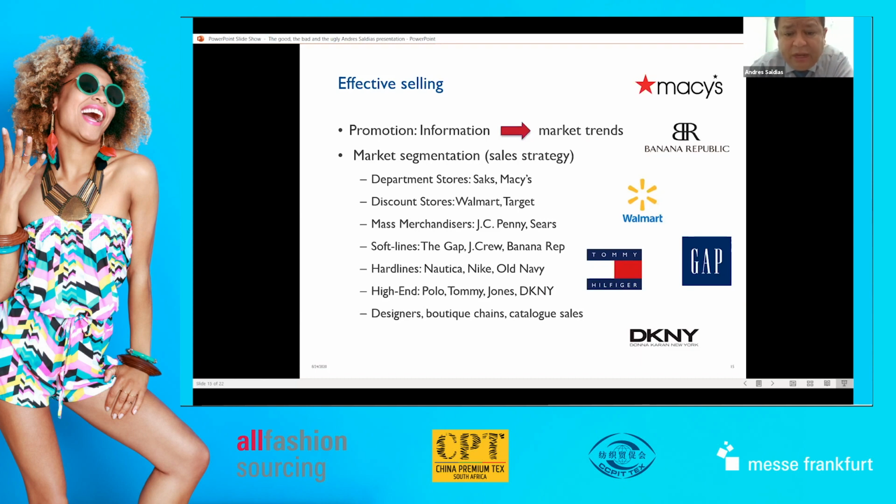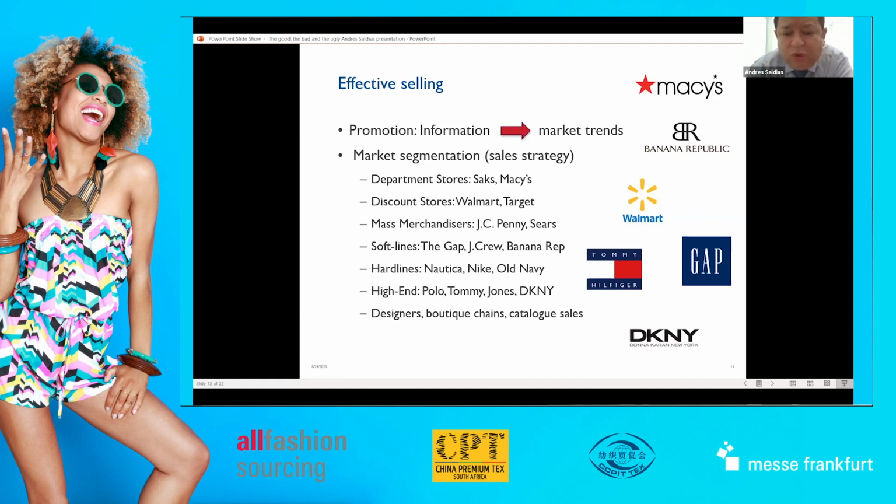Softline, the Gap, J.Crew, Banana Republic, well, J.Crew no longer in business. Banana Republic, they are intense in design and deliveries. Hardlines like Nautica, Nike, Old Navy, more on the higher price end. And then you have the high end, like Polo, Tommy, Jones, DKNY.